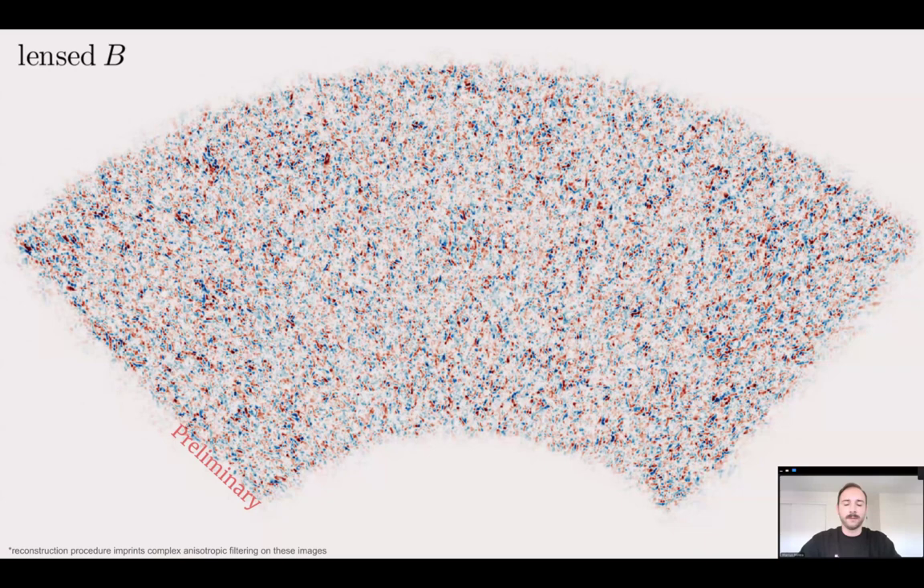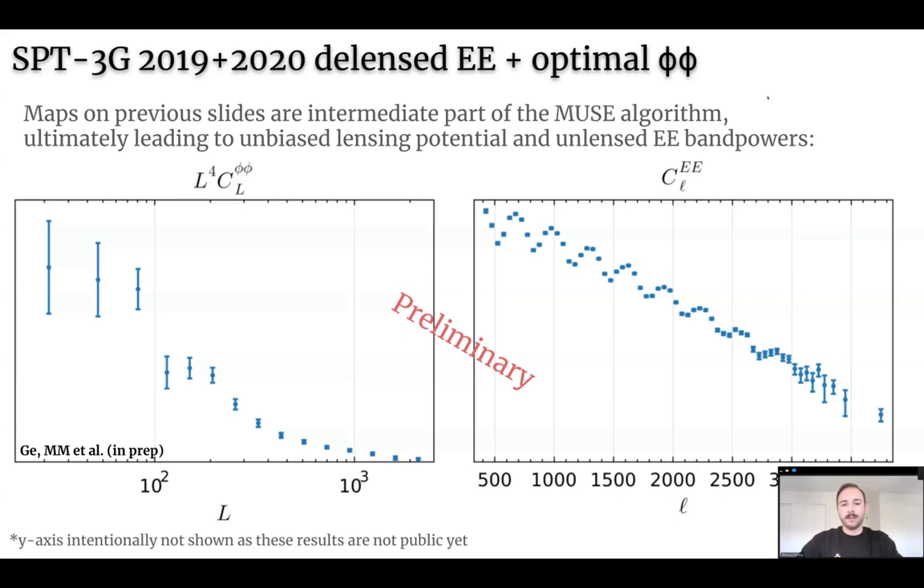So those maps are an intermediate product of this full inference algorithm. It's not quite as simple as just take their power spectrum and plot it, but you do the inference and you get unbiased estimates of the lensing spectrum and of the EE spectrum. And that's what I'm showing here, this result from this paper that's in prep led by Fei Ge. And of course, it's not out yet, so I can't actually show you the y-axis, which would let you draw any cosmological conclusions. But just to demonstrate here, you can see we do detect lensing. We do detect many peaks in the unlensed EE spectrum.